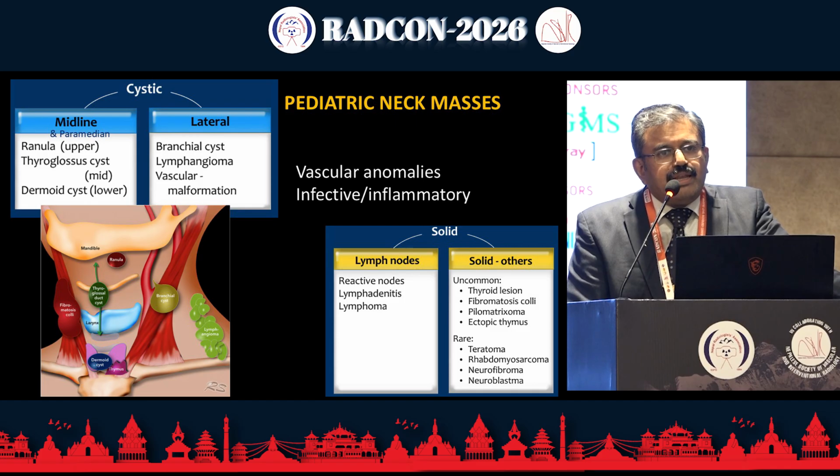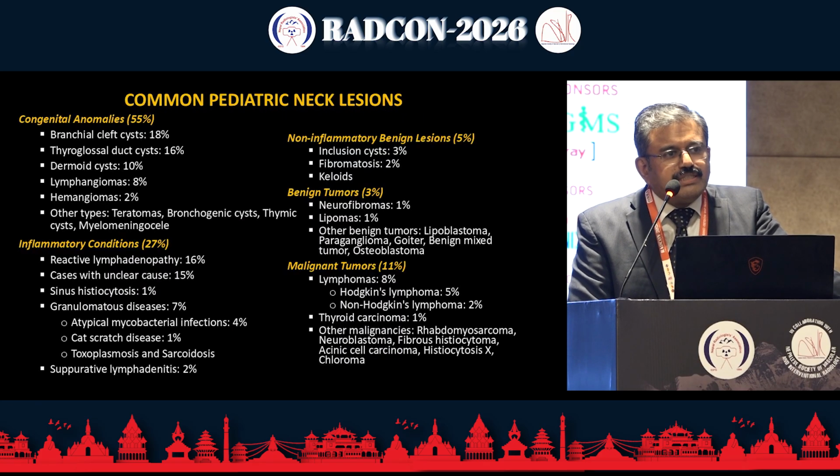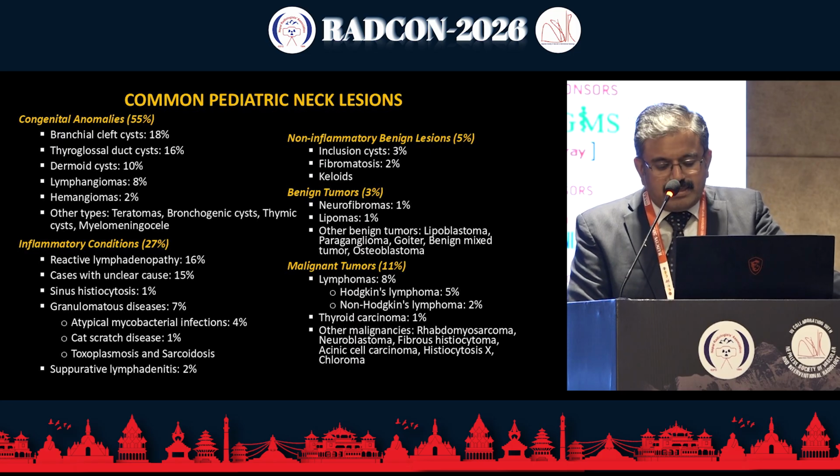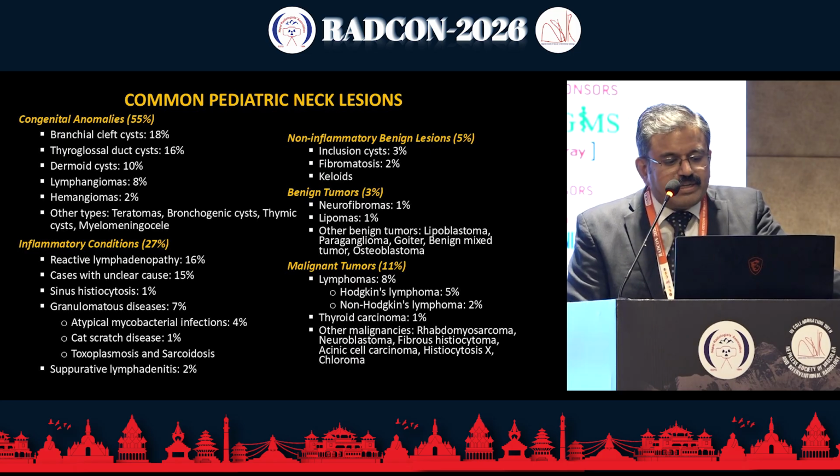Most of the common neck lesions are congenital lesions, around 55%. Branchial cleft cyst constitutes around 18%, and thyroglossal duct cyst 16%. The inflammatory lesions are 27%. Benign tumors are less, but malignant tumors are slightly more than the benign in the pediatric age group. Lymphomas constitute more, then we have thyroid cancer and rhabdomyosarcoma. These are all the lesions that occur in the pediatric neck.